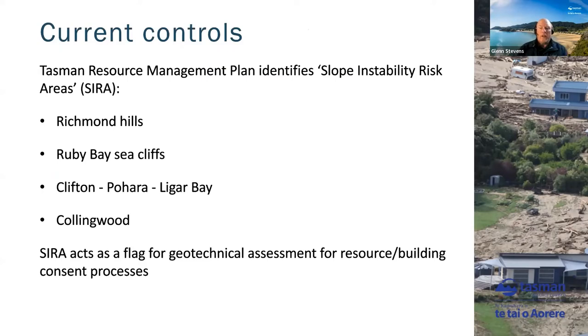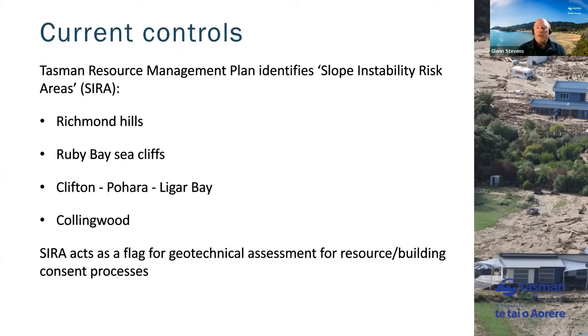So Diana alluded to this earlier. We've got a number of controls in the Tasman Resource Management Plan. The plan identifies the Slope Instability Risk Area, or the SIRA. In the current resource plan, there are four key areas: Richmond Hills, the Ruby Bay Sea Cliffs, and the steeper land in behind Clifton, Pohara, Ligar Bay. There's also an area at Collingwood where there are some old terraces, and it's the terrace scarps that are the steeper land.